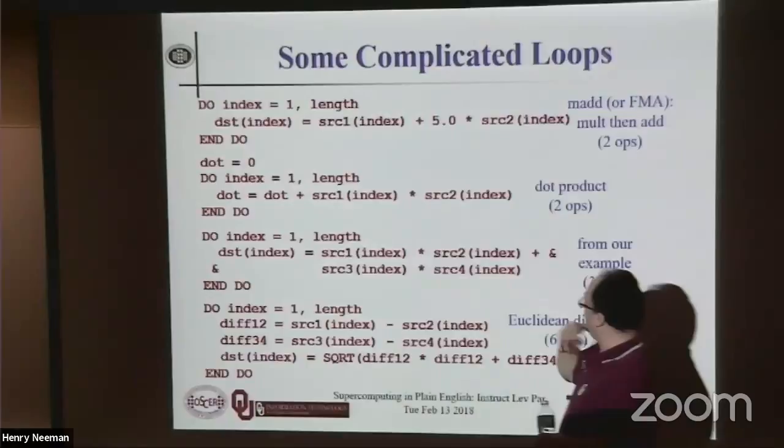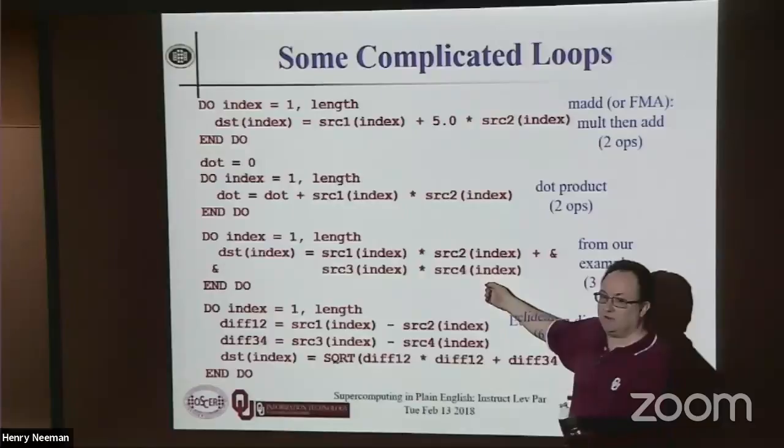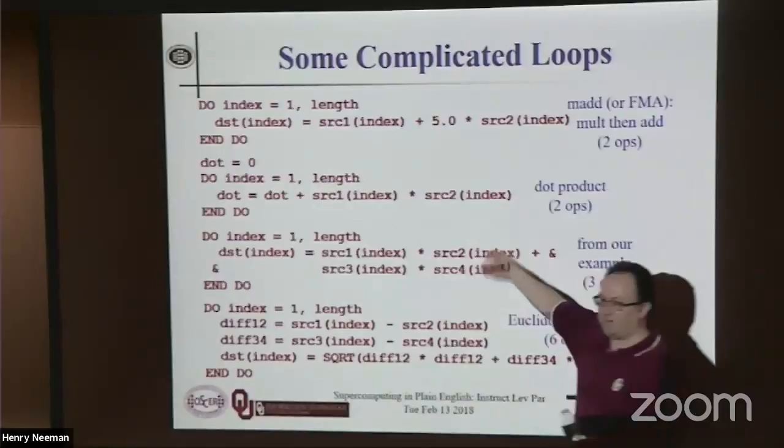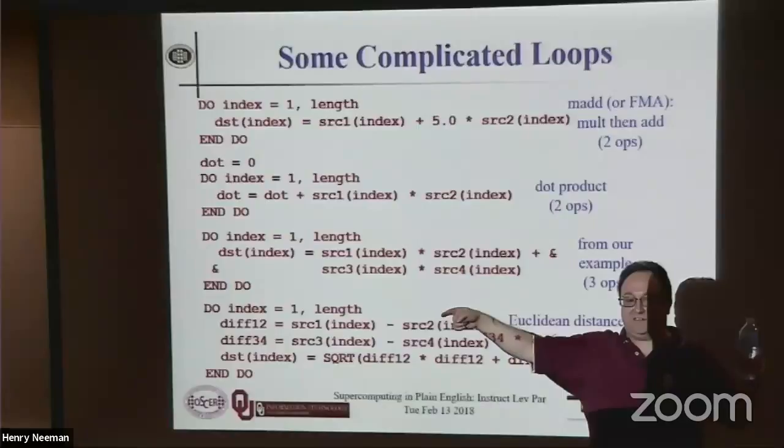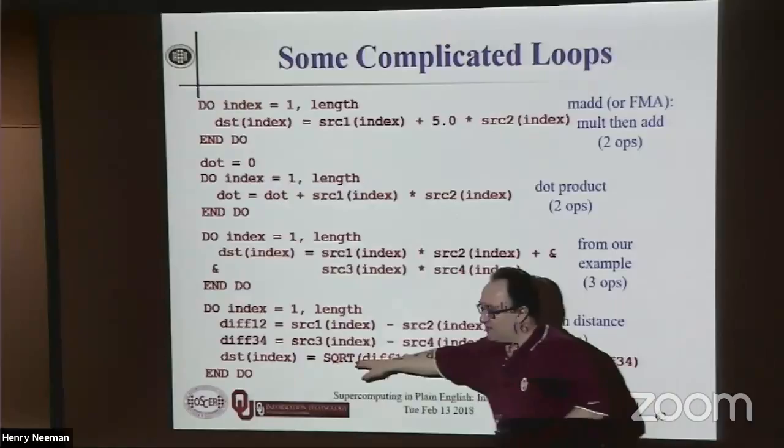Here is, what would this be? Oh, just adding some stuff together, right? So we're multiplying. This was from our little example. Z is A plus B times C plus C times B. That's basically the same thing as that. And this is Euclidean distance. So the distance between two points, you draw the line between them and so on. Okay, so that's that. Notice I've got square root in here, so that's going to inhibit pipelining.